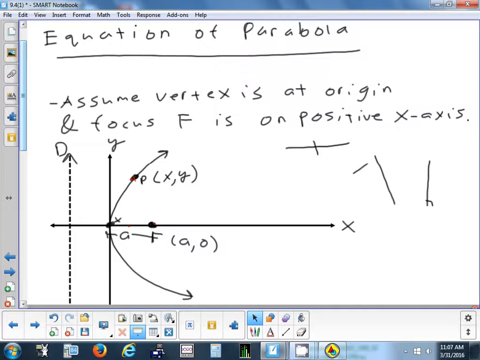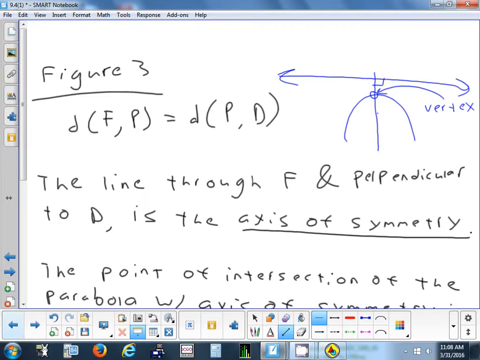And I didn't go up and down. And then I just picked a random point anywhere on the parabola. Call it point P. Now, if I measure the distance from the point to the focus and from the point to the directrix, what do I know about those two distances? They should be equal. Okay, that's what we wrote right here.